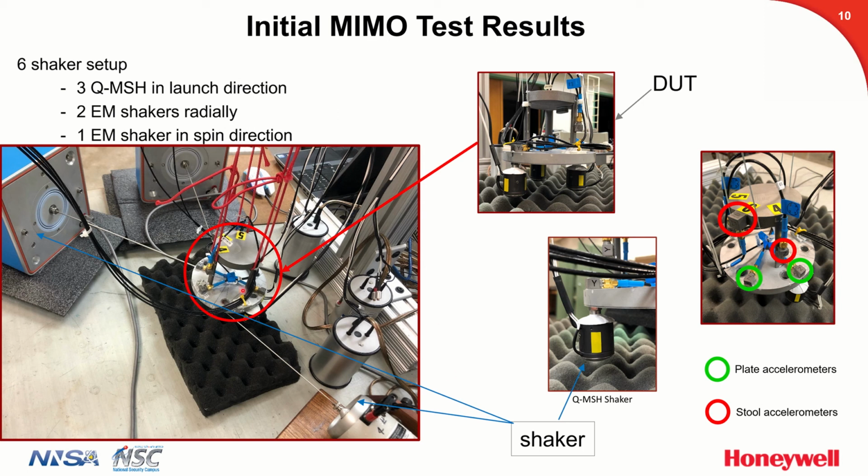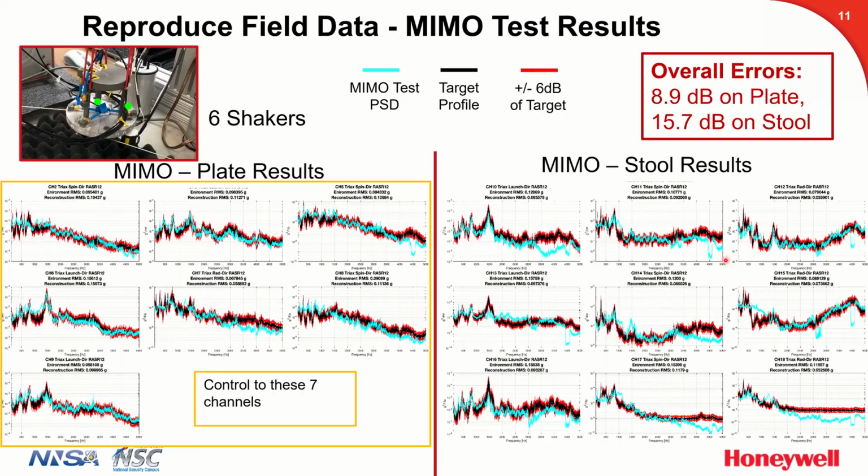And then the algorithm also said you need 2 shakers radially and 1 in a tangential or spin direction. So these are all low force level shakers, so we're not going for really large environments, but just testing out the concept. And we'll divide our responses between the stool, or the component of interest, and the plate, which is what we're controlling to.